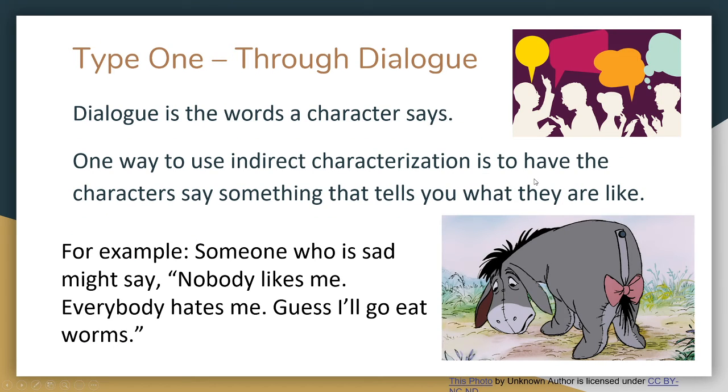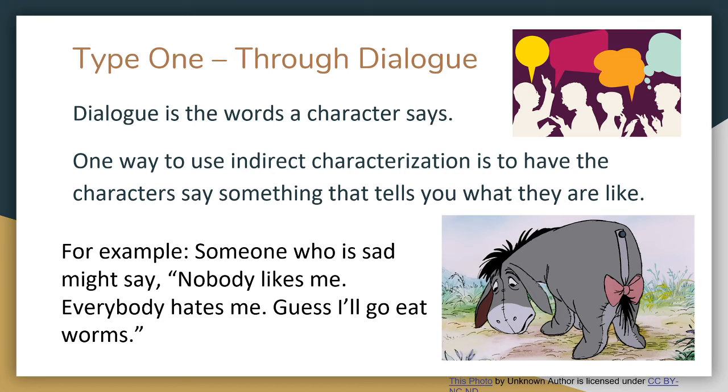So under your window for indirect, we have 2 types. Type 1, I want you to write down through dialogue. Dialogue is the words that a character says. One way to use indirect characterization is to just have the characters tell you what they're like.